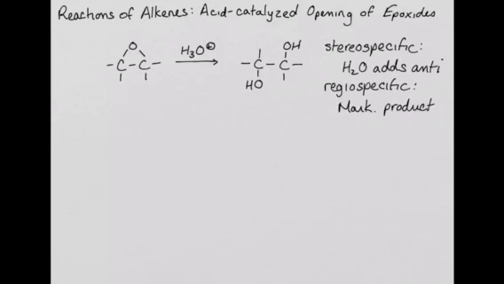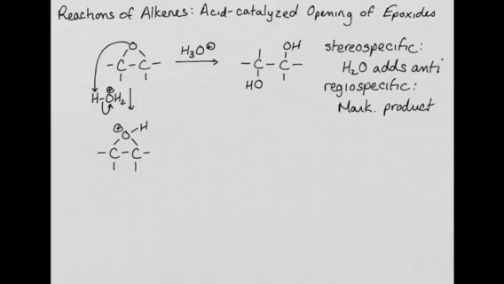In order to understand the stereospecificity and regiospecificity of the product, we need to look at the mechanism. In the first step of the mechanism, the epoxide oxygen is protonated. This produces the protonated epoxide, which is a very good electrophile because of the positive charge and the ring strain.